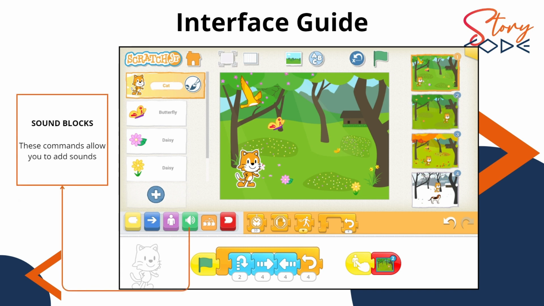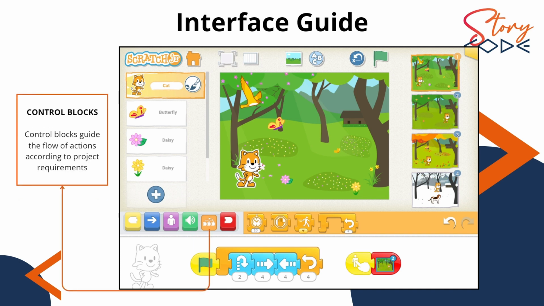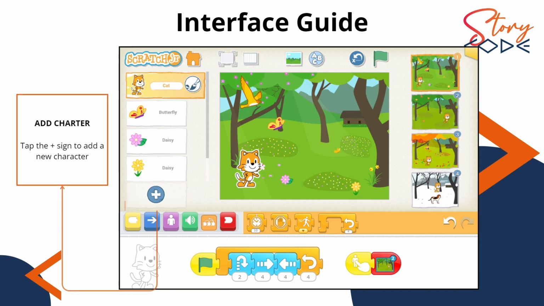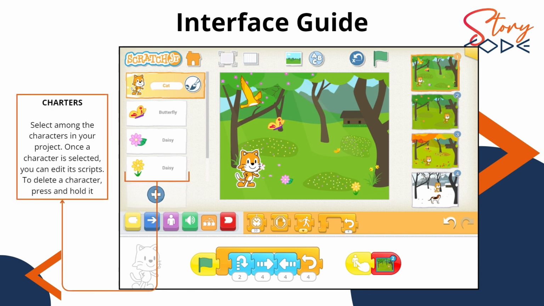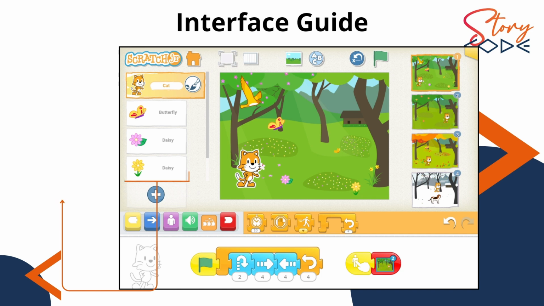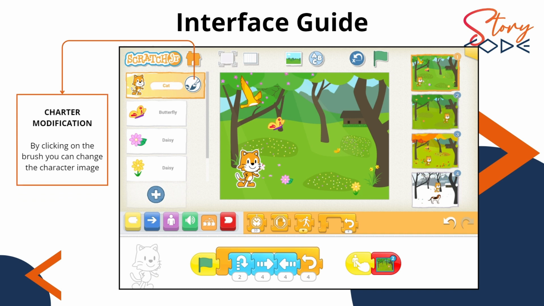Green block categories allow you to add sounds. Orange blocks guide the flow of action according to the project requirements. These blocks are called control blocks. The red blocks are the end of programming. To add a character, tap the plus symbol. In this portion of the interface are the different characters that have been chosen for the story. Touch the brush symbol to change the character.